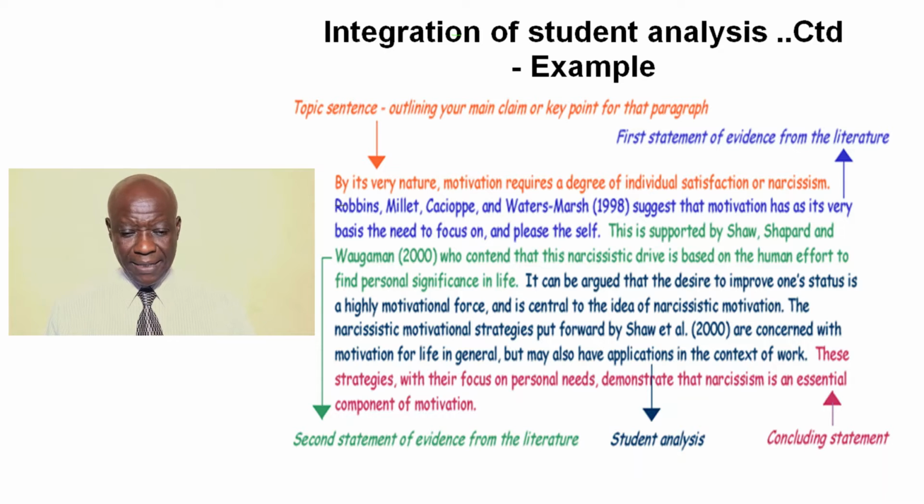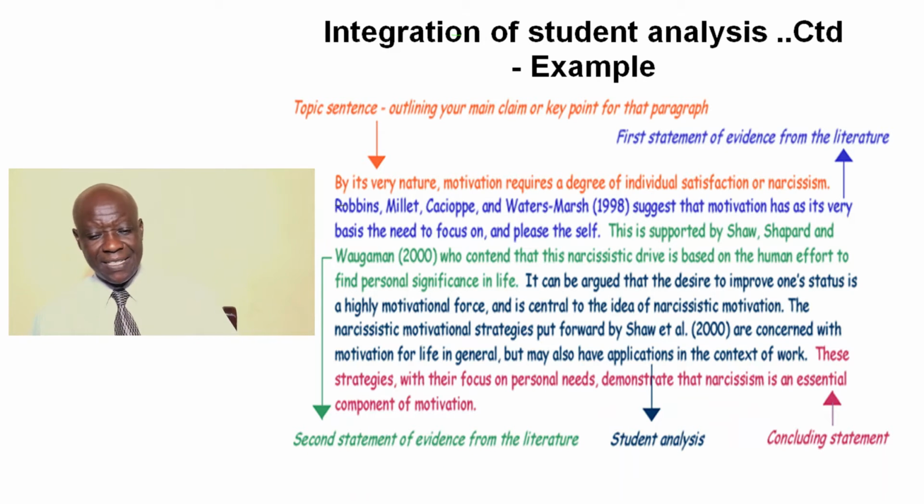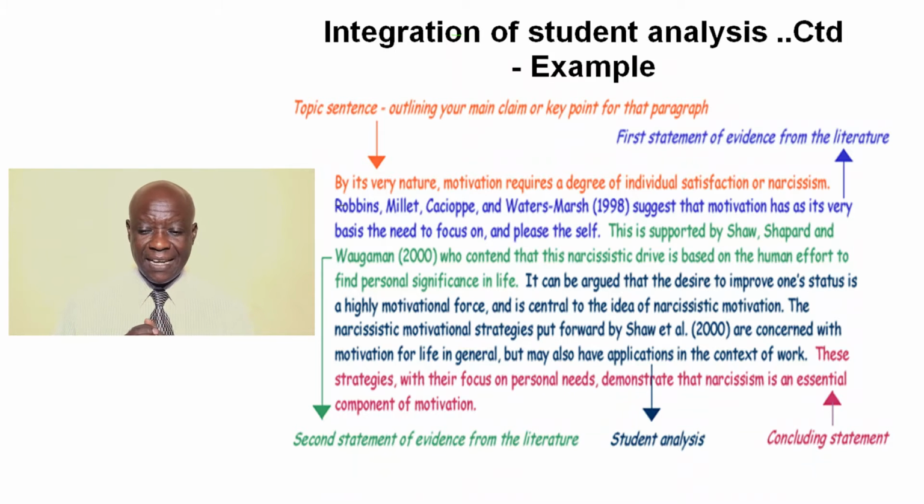This is supported by Shaw, Shepard, and Wagman, 2000, who contend that this narcissistic drive is based on the human effort to find personal significance in life. It can be argued that the desire to improve one's status is a highly motivated force and is central to the idea of narcissistic motivation. The narcissistic motivation strategies put forward by Shaw et al. are concerned with motivation for life in general, but may also have application in the context of work. These strategies, with their focus on personal needs, demonstrate that narcissism is an essential component of motivation.